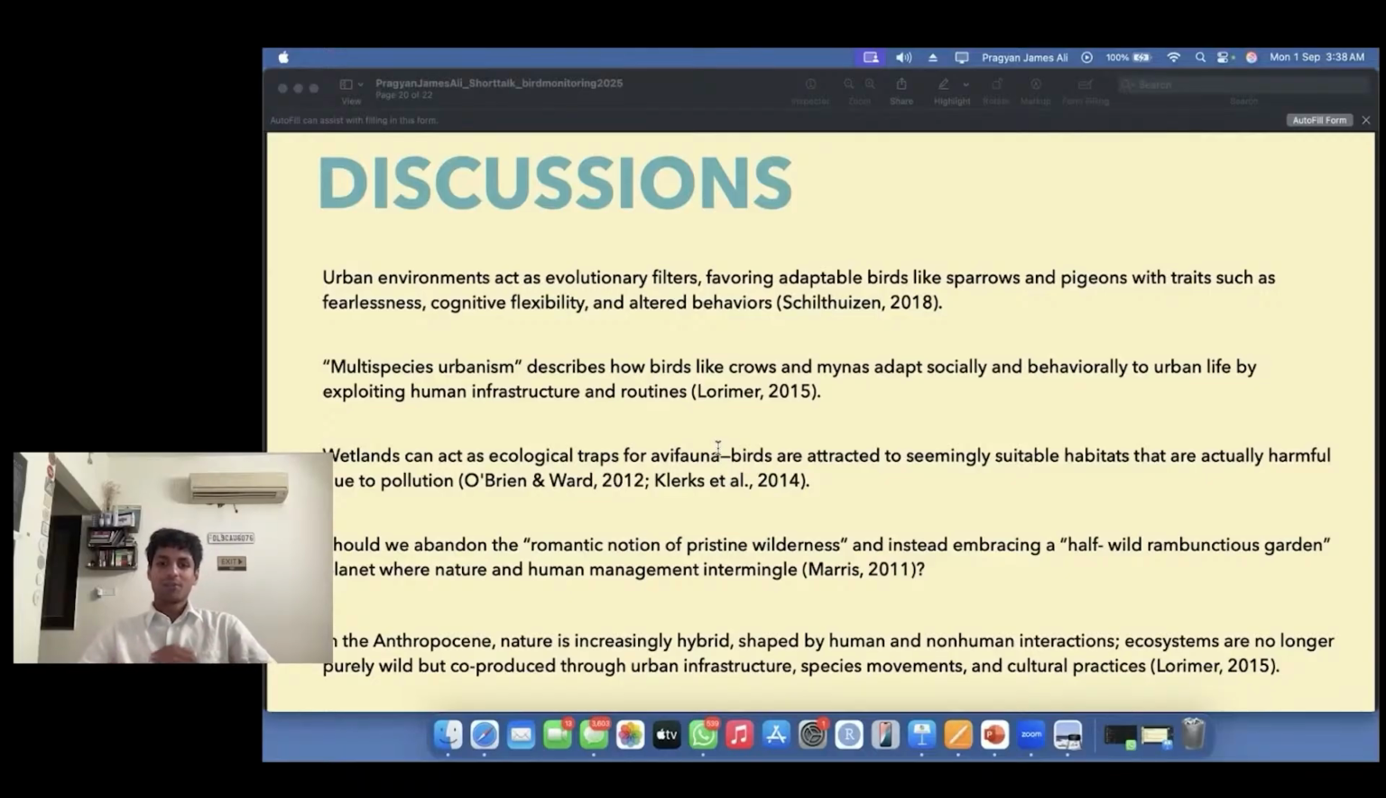This brings us to a bigger philosophical question. Should we continue holding on to the romantic idea of untouched, pristine wilderness? Or should we start thinking differently and embracing the vision of a half-wild rambunctious garden, very eloquently explained by Emma Marris in her book Rambunctious Garden, where nature and human management coexist in messy hybrid ways?